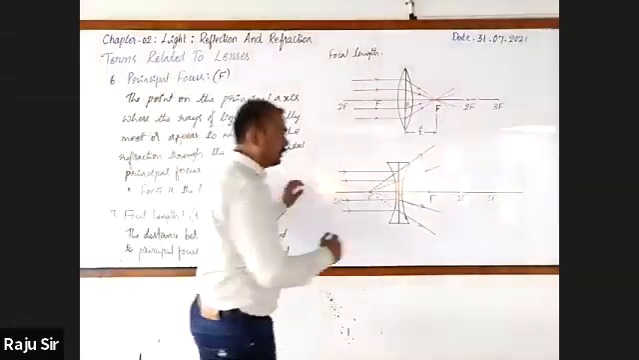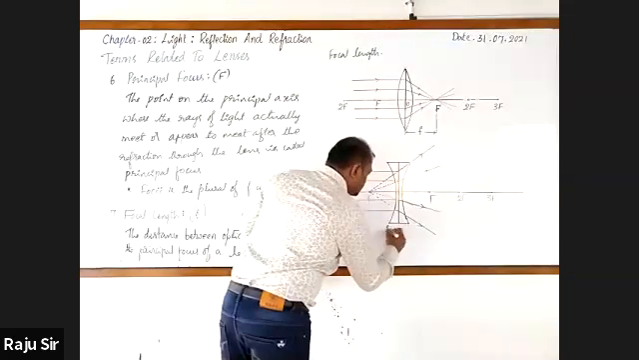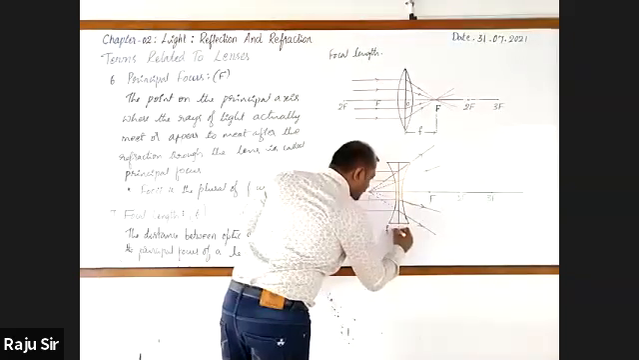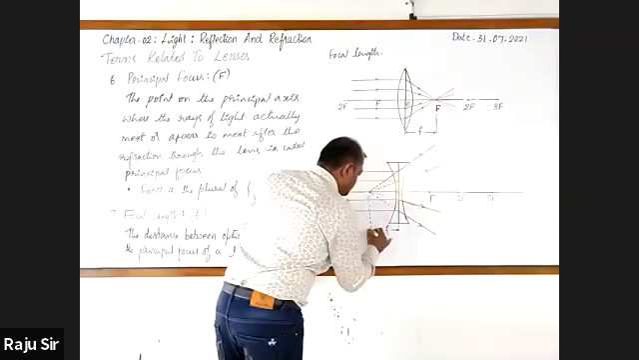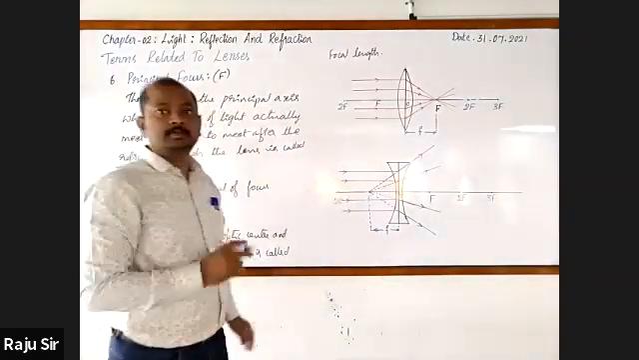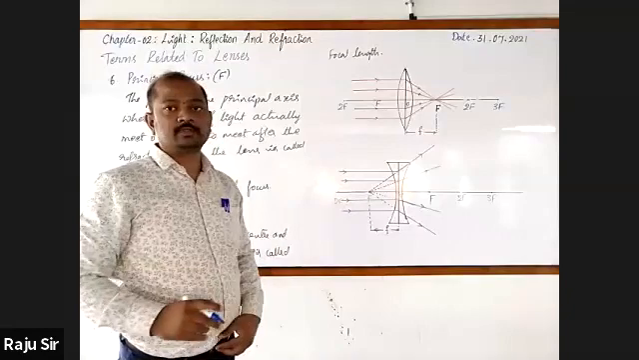Next, focal length. It is the distance between optic center and principal focus.